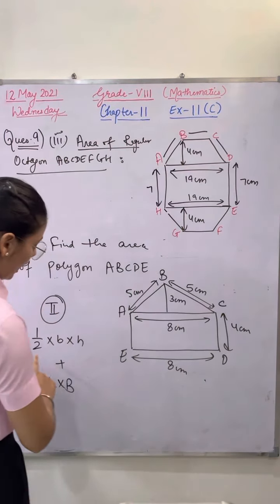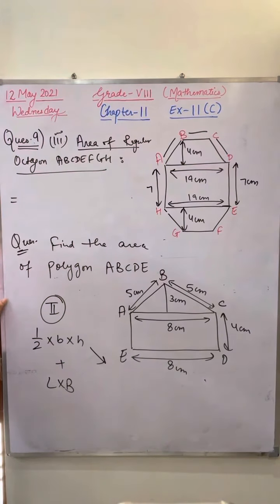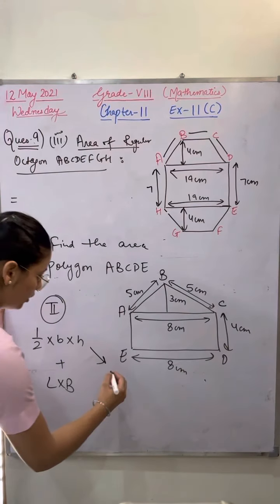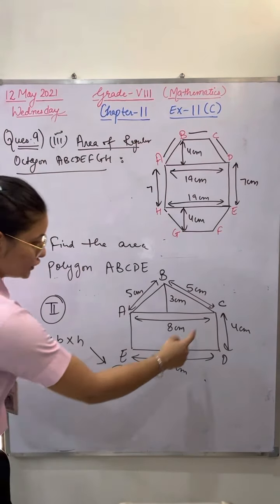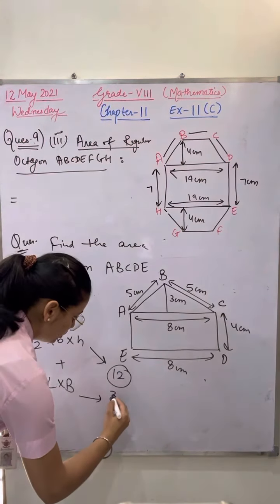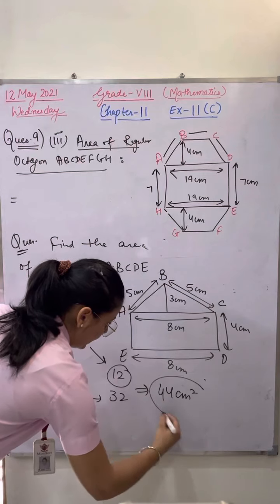The area of this triangle is half into base into height. Please tell me what is the area of the triangle. Half into base is 8, into height is 3, that is 12. What is the area of the rectangle? Length into breadth, that is 4 into 8, that is 32. Add both the areas, 12 plus 32, that is 44 centimeters square.